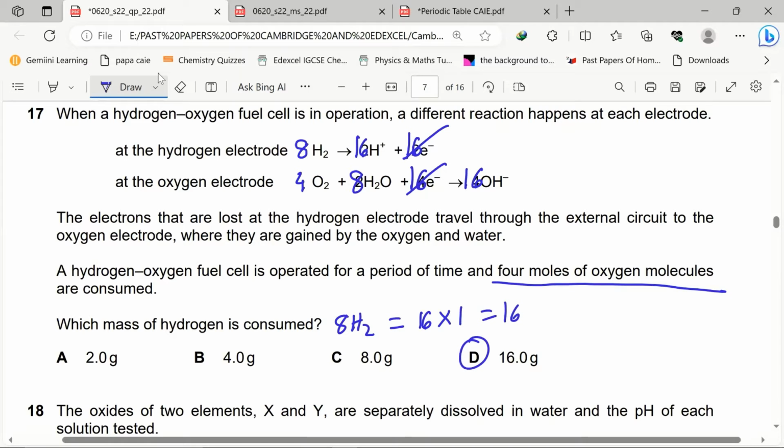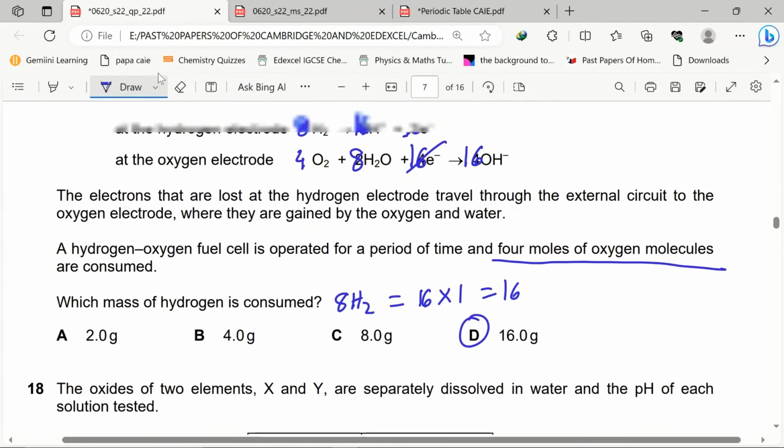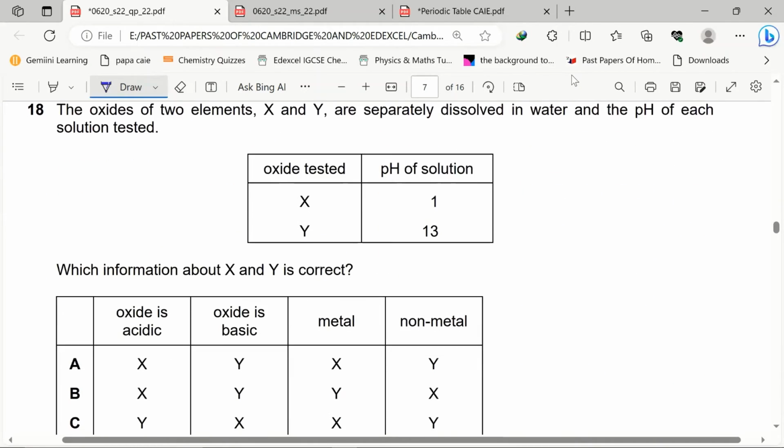So I hope you understand this, because if in a circuit 16 moles of electrons travel, then in both circuits 16 moles of electrons should travel. That's why in order to consume 4 moles of oxygen, at the same time you need to consume 8 moles of hydrogen in order to balance 16 electrons and 16 electrons. Okay, number 18.